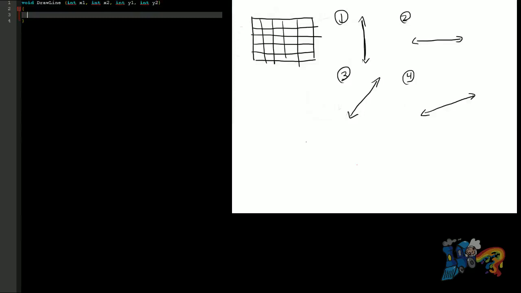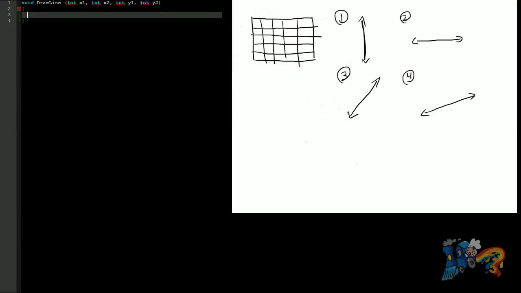So let's just set up the cases. Well, the first thing we need to determine if it ends up being any of these cases is whether or not it's a vertical or horizontal line. We're going to do that by finding out the change in y, the delta y and the delta x. Okay, so let's do that.